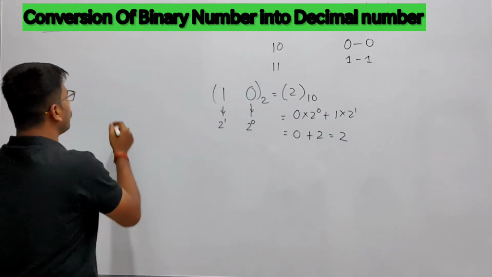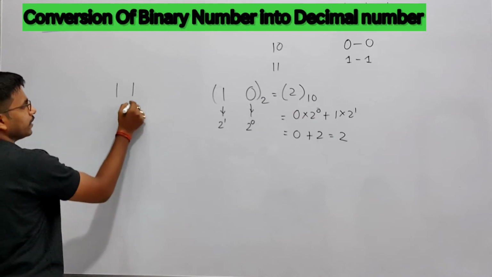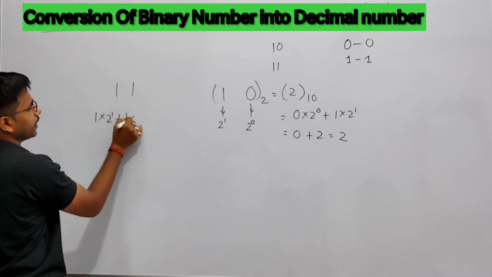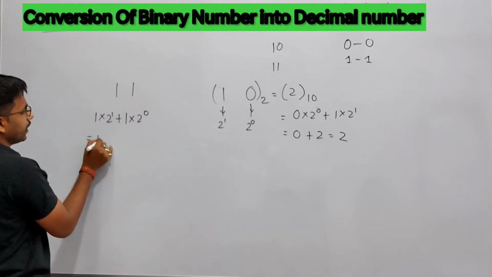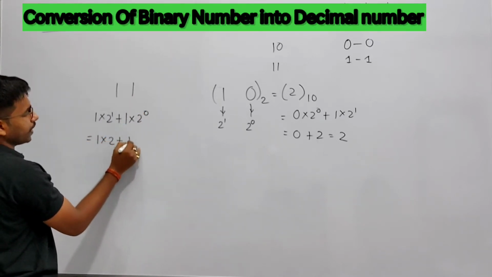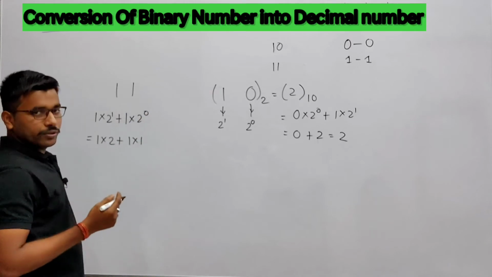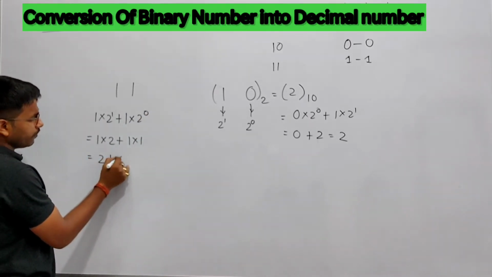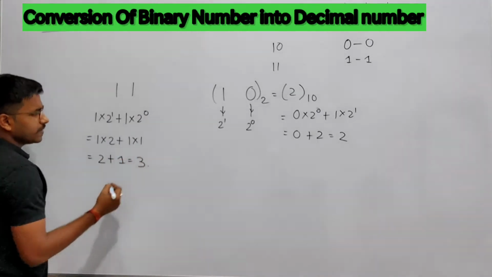Similarly for 1 1, how did you used to do it? Here it is 1 into 2 to the power 1 plus 1 into 2 to the power 0. So 1 into 2 plus 1 into 1. Anything to the power 0 is 1. So it is 2 plus 1 equal to 3. So this is one way.